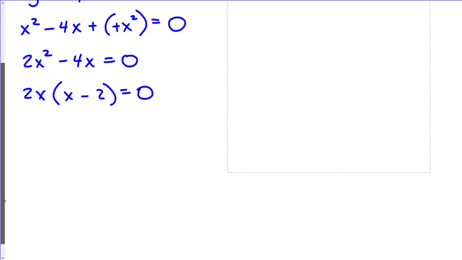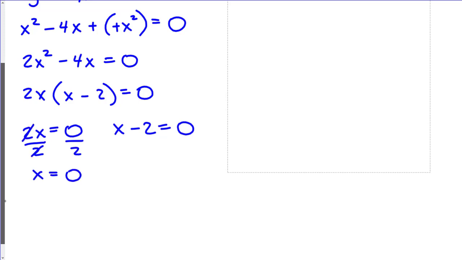And each of those factors, if I set them to 0, I would have 2x equals 0 and x minus 2 equals 0. So if I divide both sides by 2 in the first equation, the x-coordinate of one solution is 0. And if I add 2 to both sides in the other equation, the x-coordinate of the other solution is at positive 2.